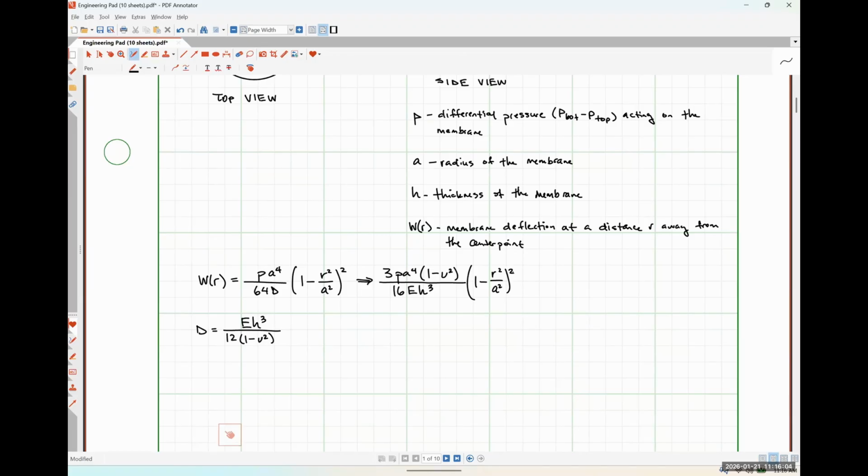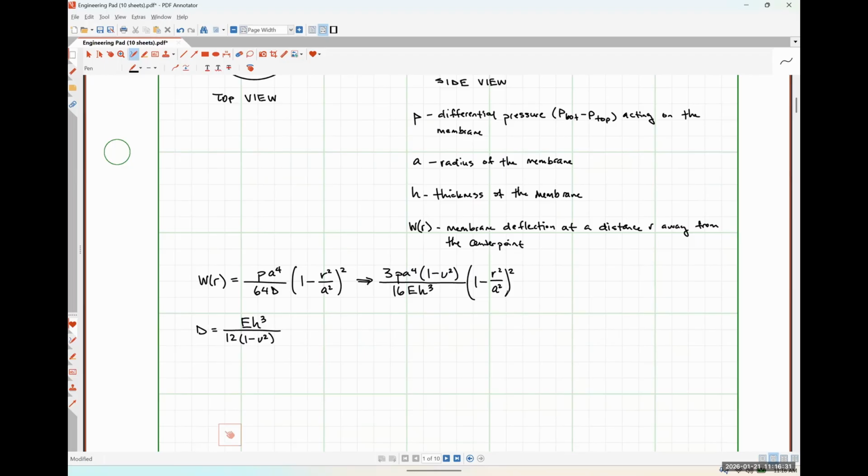So while we're at it, let's figure out the value of the maximum deflection for a given pressure. We'll discuss where it occurs, but first, any thoughts on where maximum deflection is going to occur? The center. Absolutely right. So that would be R equals 0.